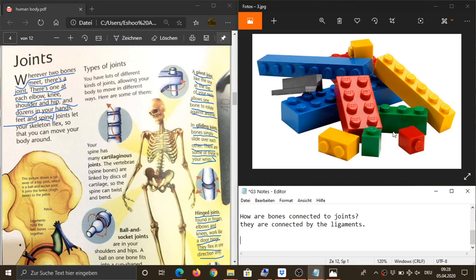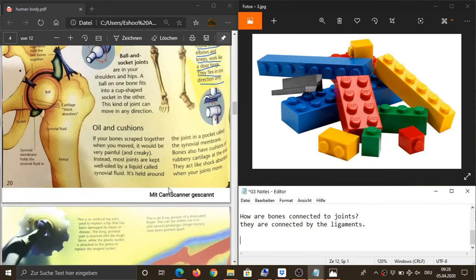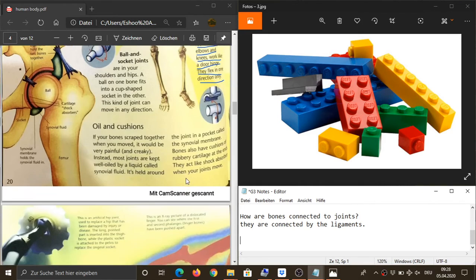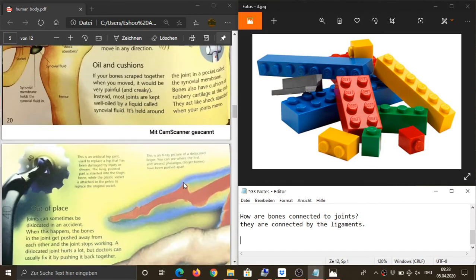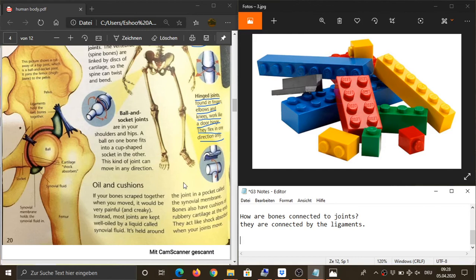That's what keeps them together. So you should write this one. Write it, and I'll be waiting for you. So they're all kept like Legos that are attached to one another by the ligaments. Legos are actually a very good example of bones that are sticking together and staying together without moving apart.